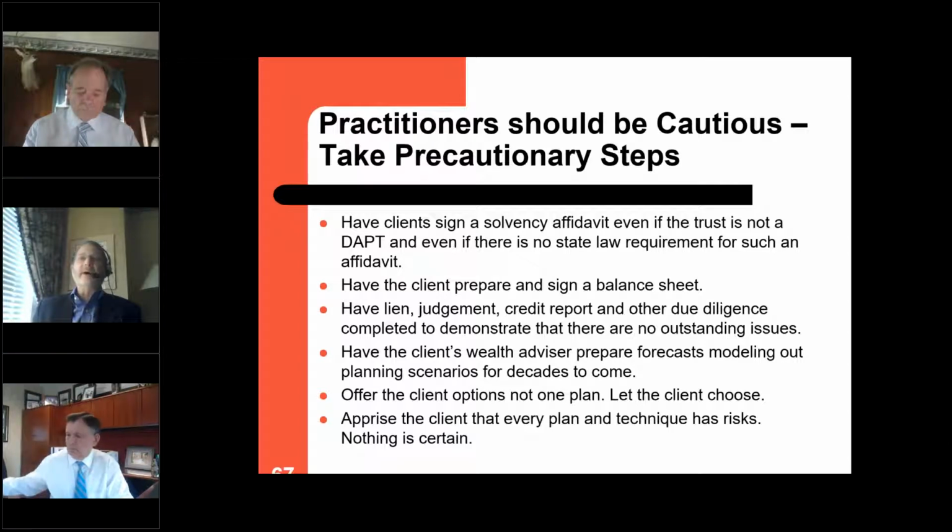I think it helps protect the client, because if somebody argues it was a fraudulent conveyance, they signed an affidavit saying that they didn't know of any other claims or issues that could have reduced the estate as illustrated on the balance sheet that you also want. I think it also helps protect you as a practitioner, because if a client signed a solvency affidavit and something comes up later, well, gee, they signed a solvency affidavit saying they had no idea of any claims. So take these kind of steps.